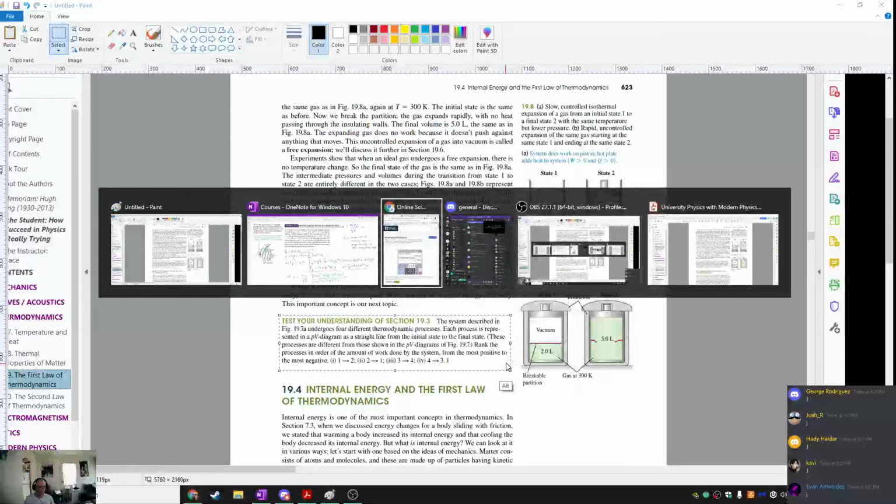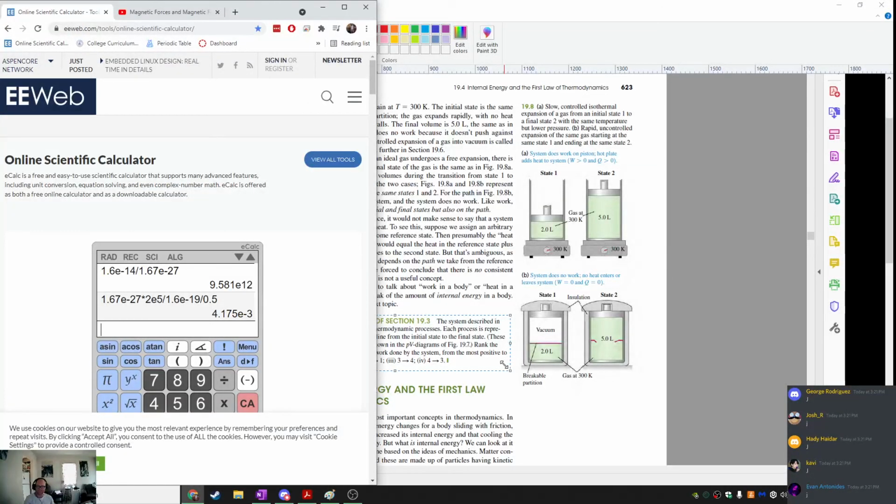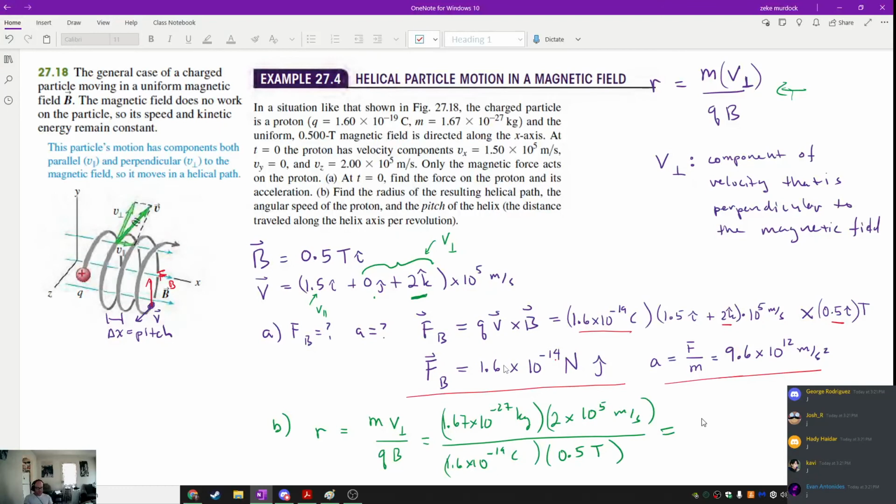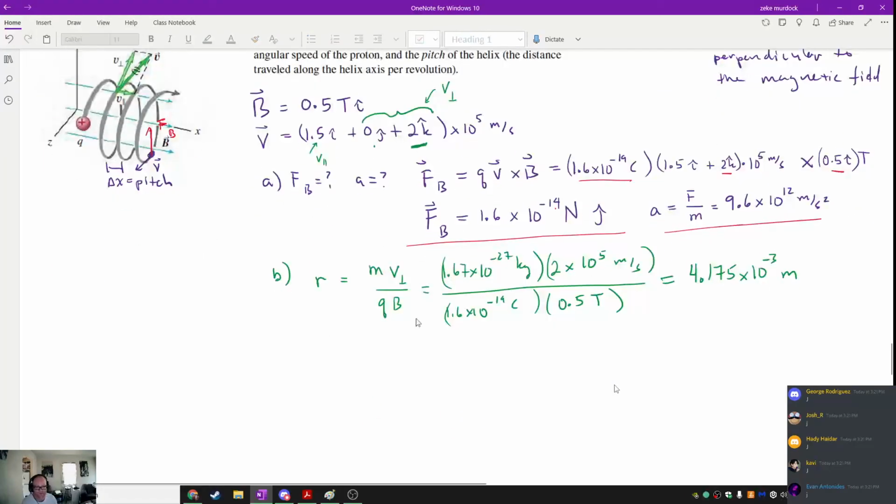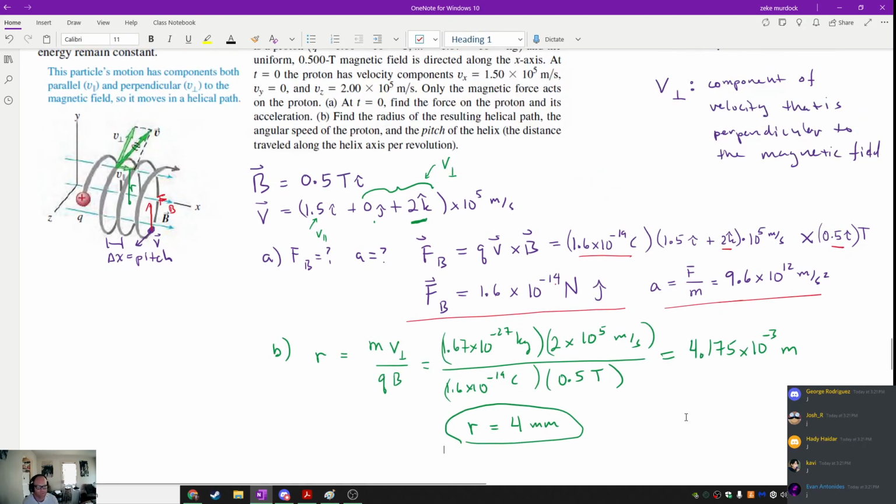I didn't write it down: 4.175 times 10 to the minus 3. About half a centimeter, or about 4 millimeters, basically, right? So the radius of the helical path, so that's going to be this radius, r, is going to be about 4 millimeters. Okay. So anyone have any questions about that?